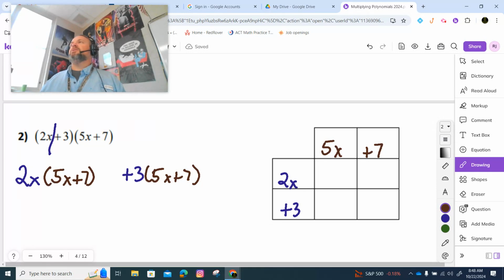All right. So if you do double distributive, that's how it's going to look on the left. If you do it box method, that's how you're going to do it on the right.